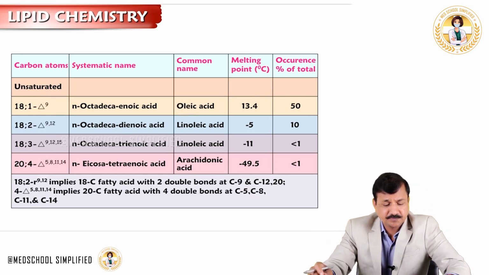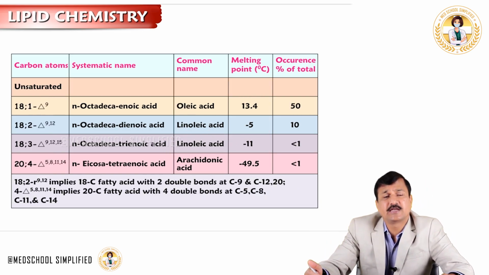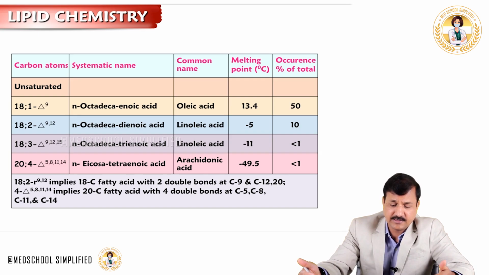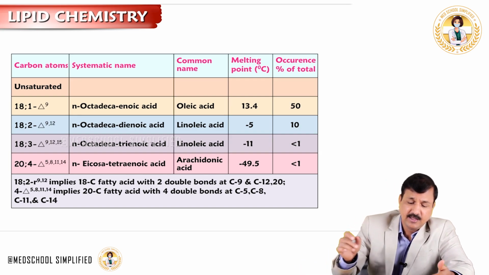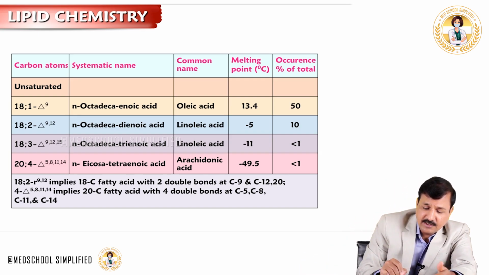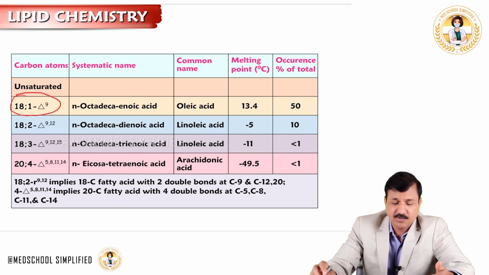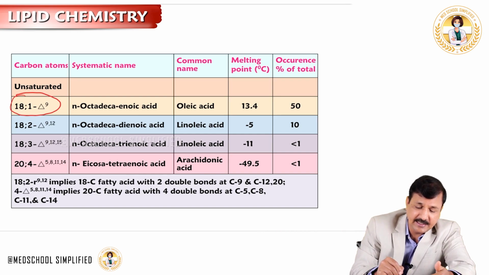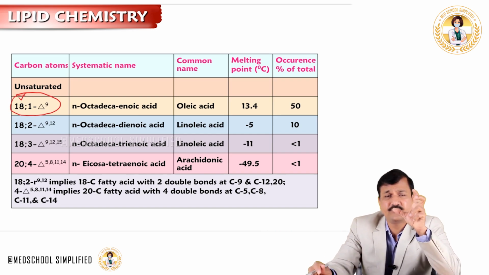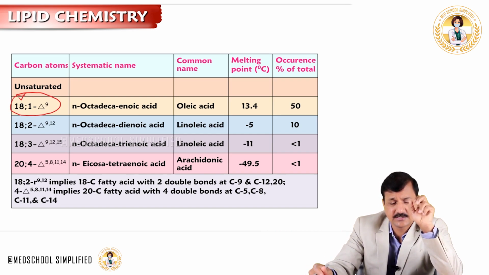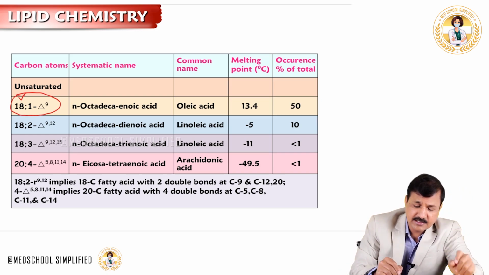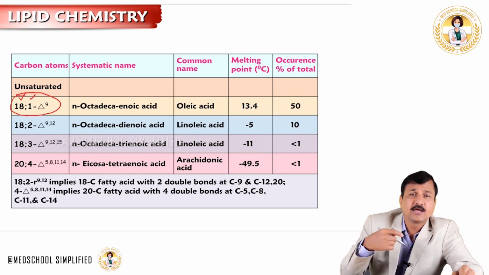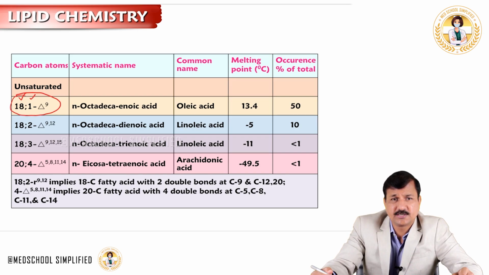Now, coming to unsaturated fatty acids, the nomenclature, systemic name, common name, melting point, and also frequency of occurrence in the body. Now, let's look at the way these unsaturated fatty acids are named. Let's start from oleic acid. Oleic acid has 18 carbons. That's our very first number that you see, 18. That's the total number of carbons. And then the second number you see is the number of double bonds present in that fatty acid.